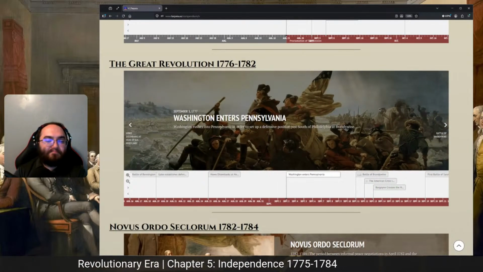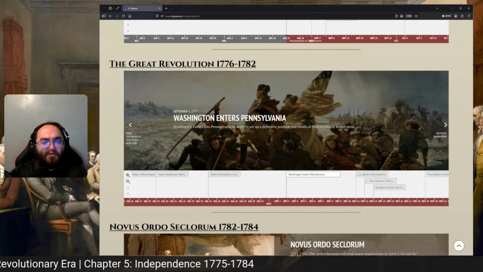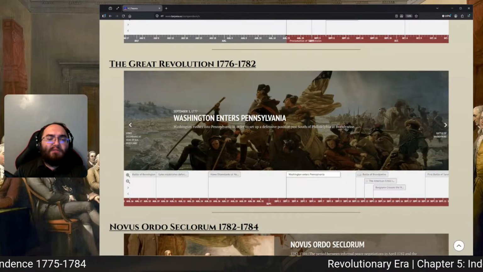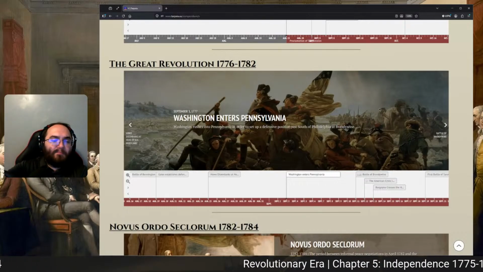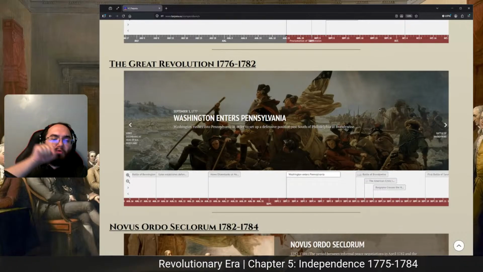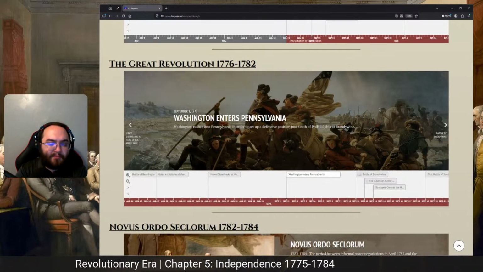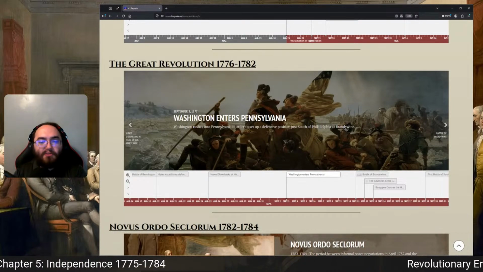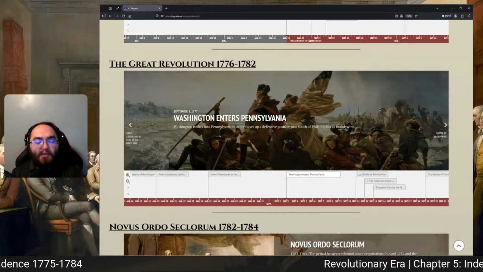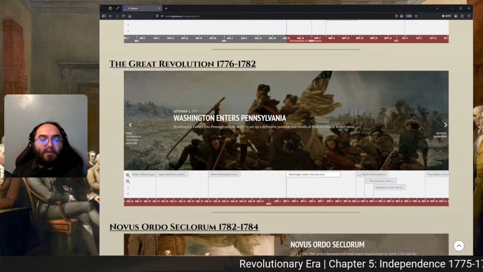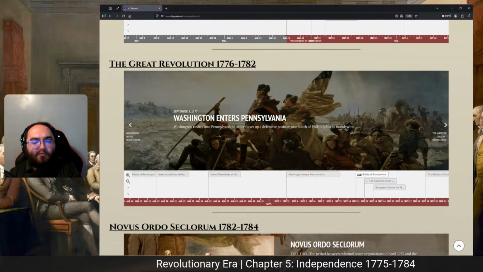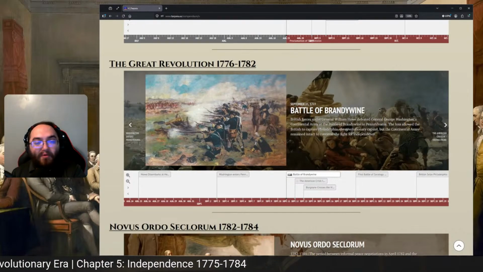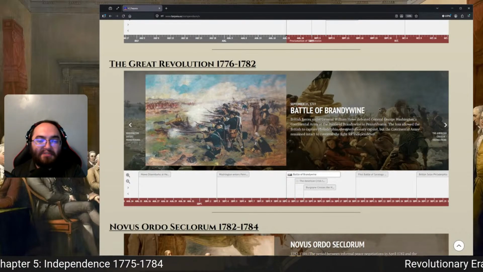And so Washington now knows where Howe is, and he knows what the target is. And so Washington marches from New Jersey all the way to Pennsylvania and to Philadelphia to set up fortifications and defenses in places like Brandywine, which is just south of Philadelphia. And so here is the Battle of Brandywine, which happened on September 11th, 1777.